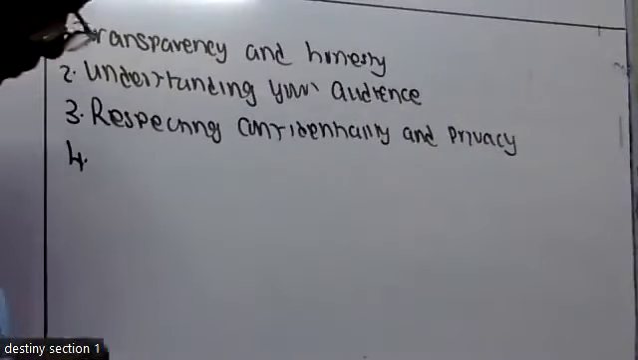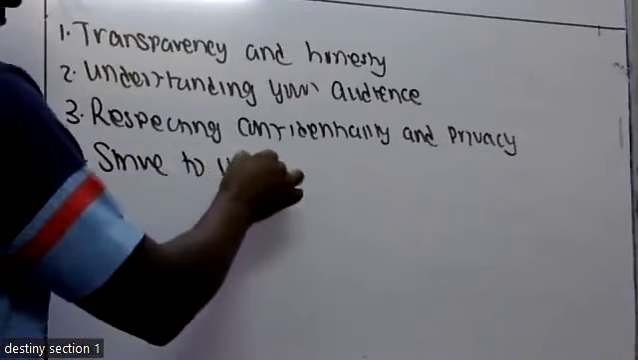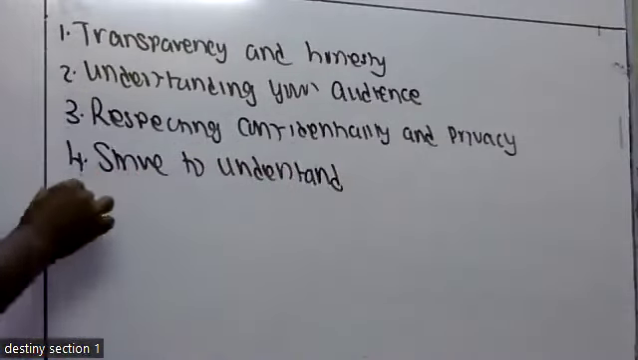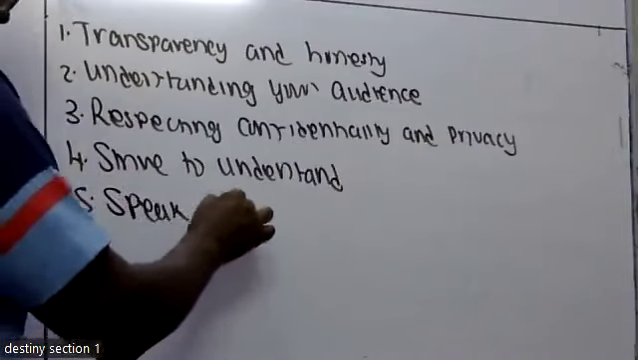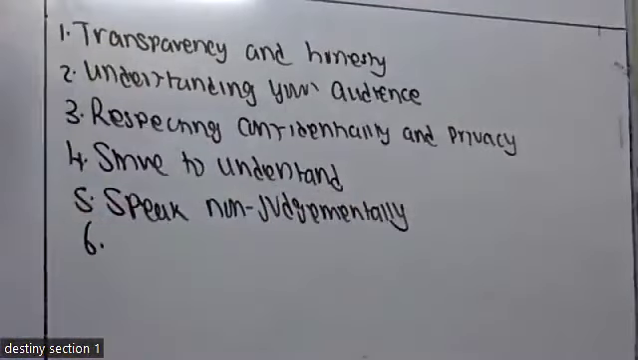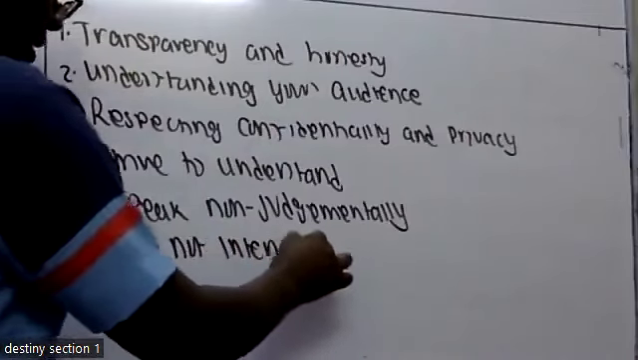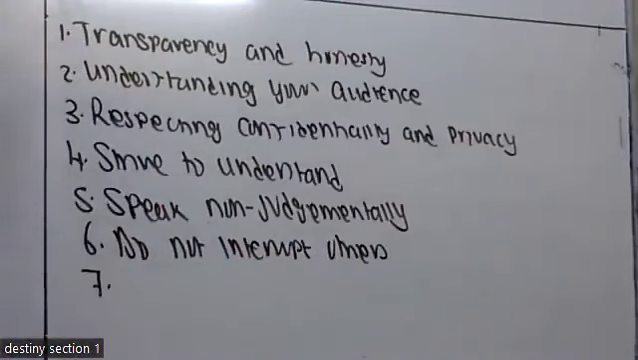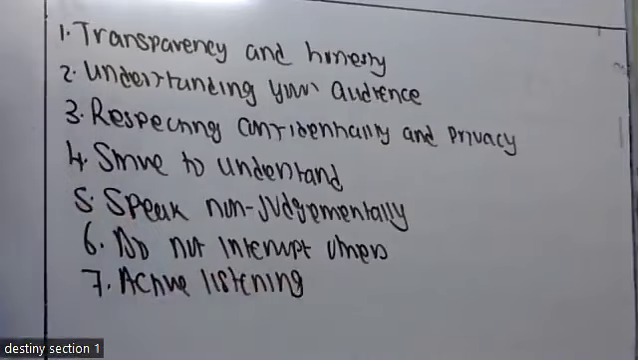Confidentiality and privacy. Another one is strive to understand. Number five is speak non-judgmentally. Another one is do not interrupt others. Number seven is active listening. So those are some of the issues that we will have, or principles of ethical communication.